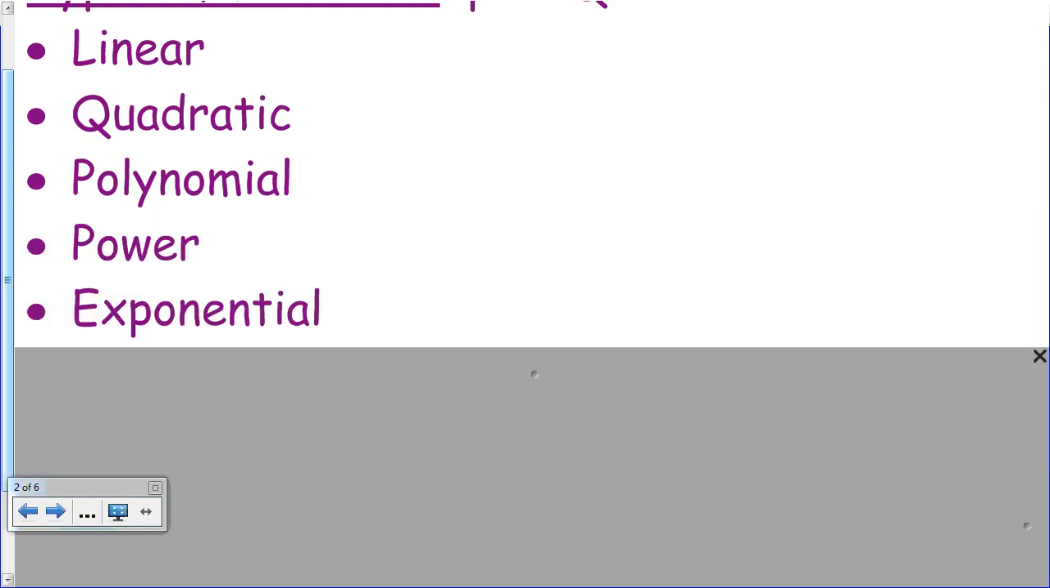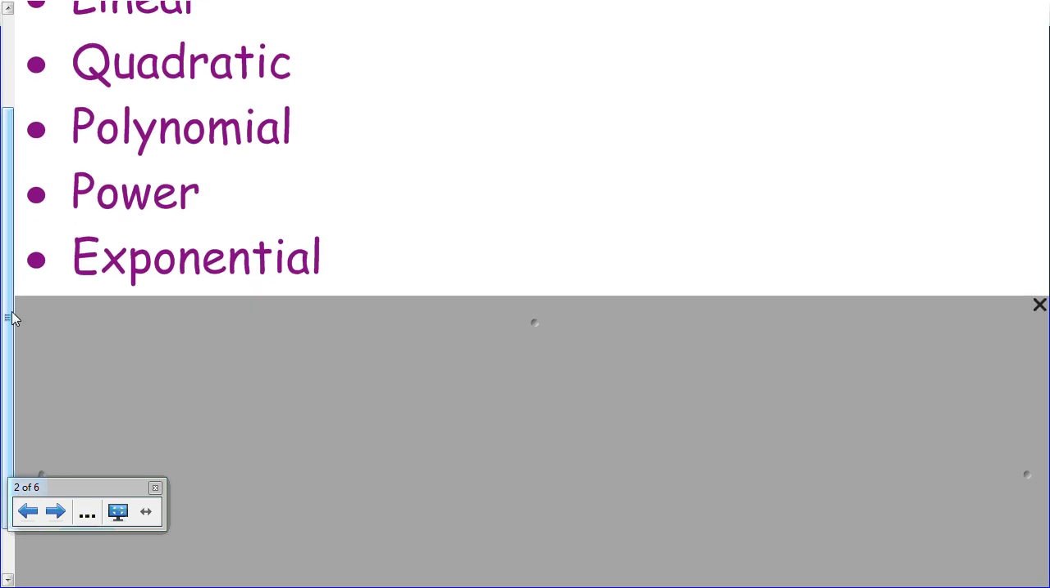The next two are power and exponential functions. When you look at the graph, you have to be careful trying to distinguish between the two. Remember that the difference is where the variable x shows up. In a power function, it's in the base: x raised to some constant. In an exponential function, the x is in the exponent: some constant raised to the x power. That's the difference between the two in terms of their equation.